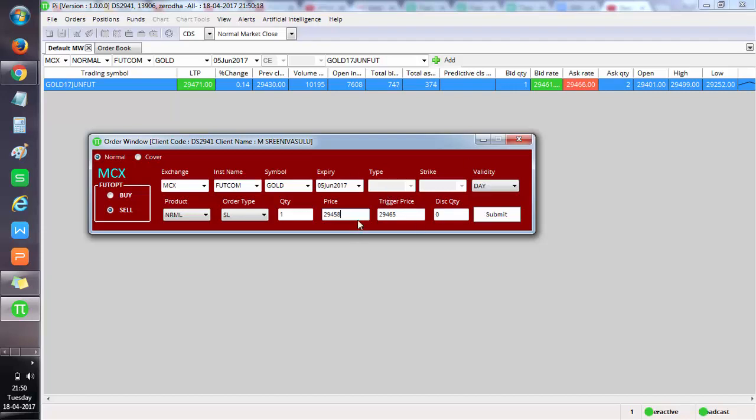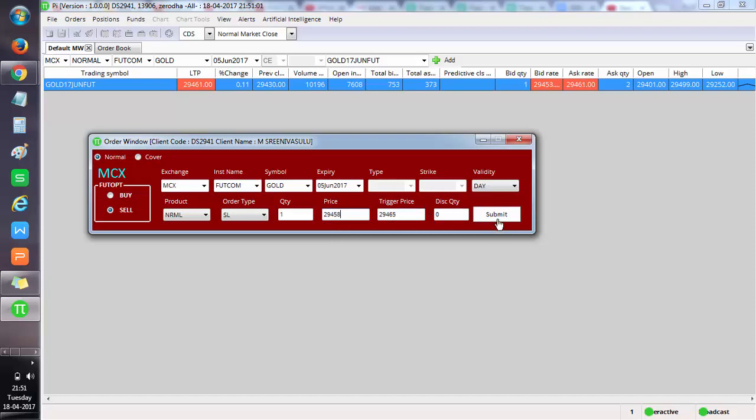Even here, selecting the range between price and trigger price is a bit tricky. I just put a value of 7 rupees. Please be wise enough in selecting the trigger price and price. So this is a trade wherein the LTP was 29,468. Right now it has changed. When we started this order form, the price was 29,468 and I wanted to short sell when the price reached 29,465, with a price of 29,458. Okay, I can submit this.